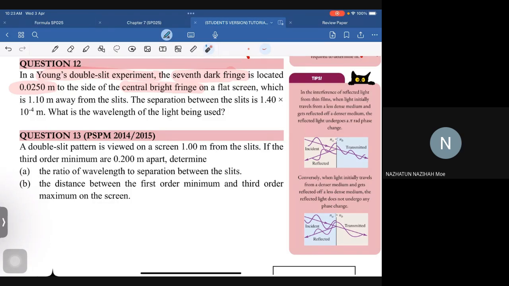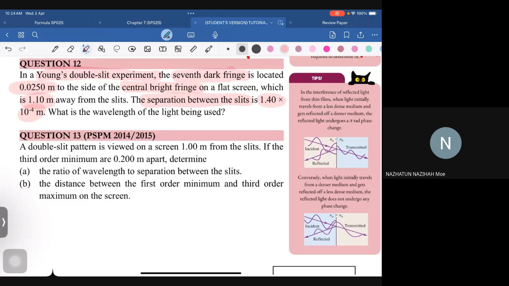Sekarang ni the distance of the slit to the flat screen is 1.1 meter. This is the capital D. Yeah, capital D. And then we have the separation between the slits. This is lowercase d, which is 1.4 times 10 to the power of negative 4 meter. So soalan suruh kita cari the wavelength of the light.